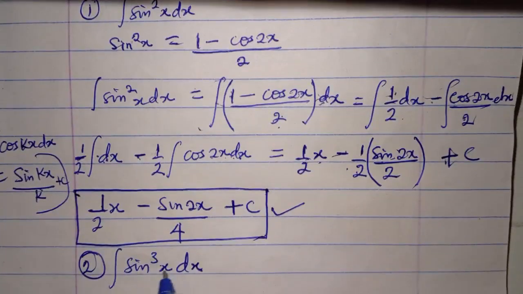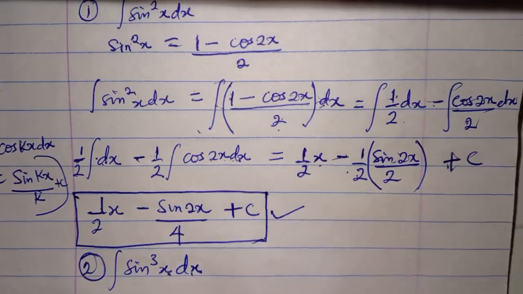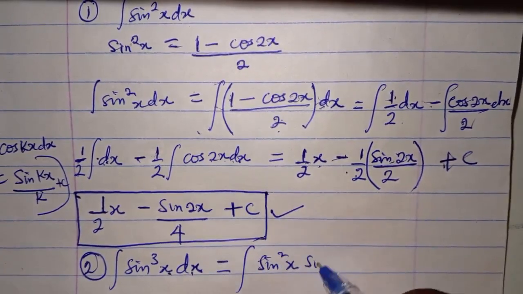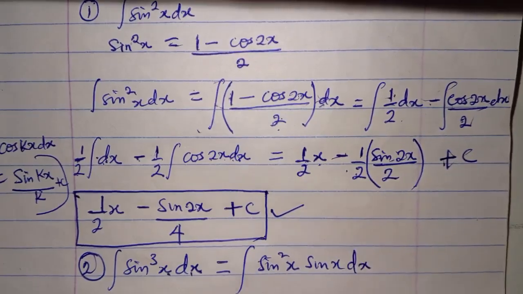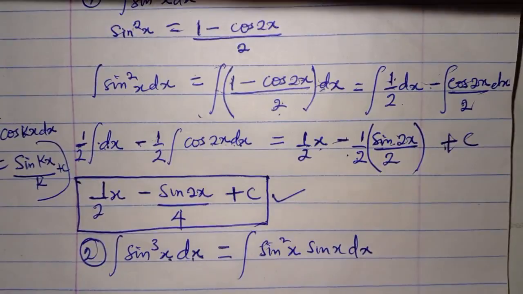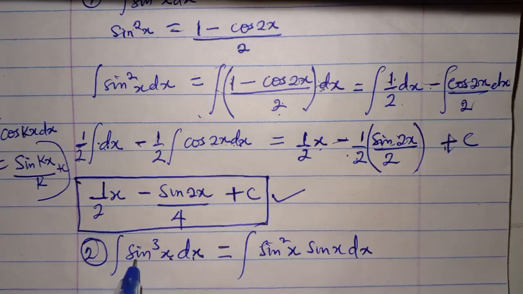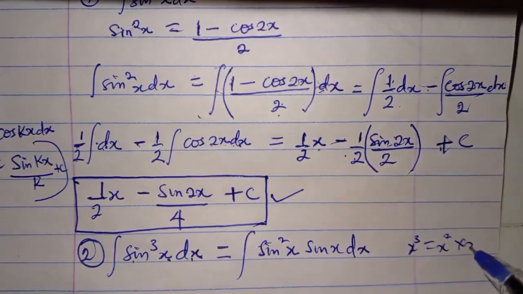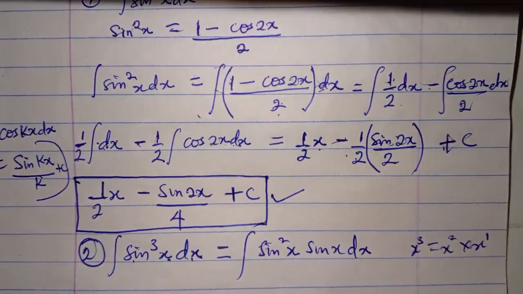Now, let us integrate sine cube x dx. That's the next question. This is how to integrate sine cube x dx. Sine cube x can actually be written as sine squared x times sine x. Yes, sine cube x is sine squared x times sine x, so that when they multiply together, sine squared x and sine x, we obtain sine cube x. It's like saying x to the third is equal to x to the second times x to the first. That's x cubed equal to x squared times x. That's what we are saying here.